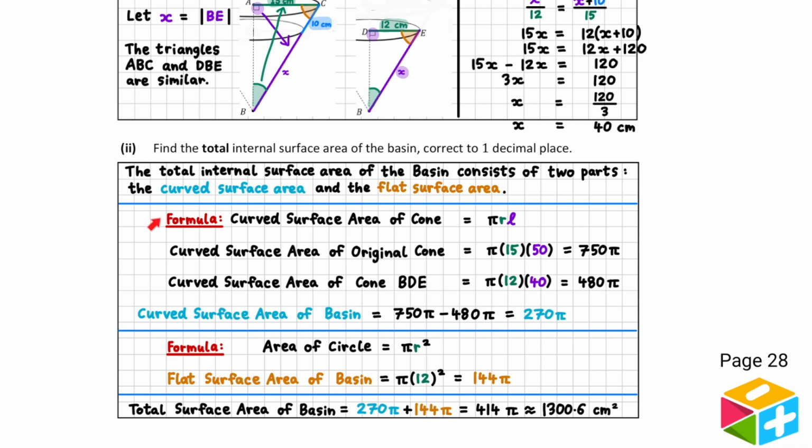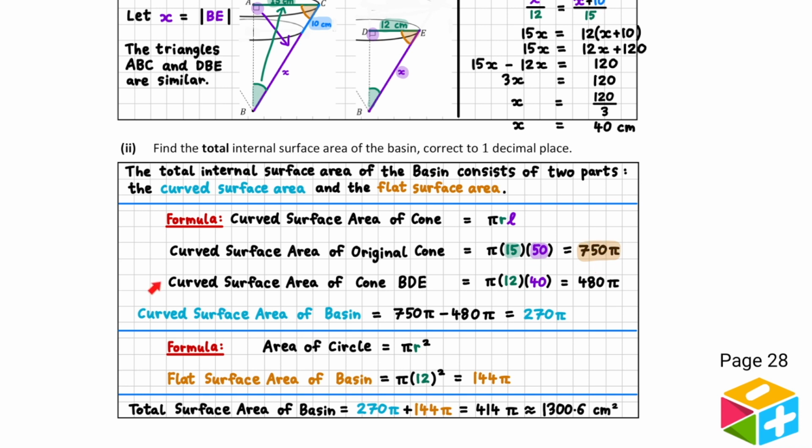The first result we need to use is that the curved surface area of a cone is equal to pi RL, where r is the radius and L is the slant height. The original big cone had a radius of 15 centimeters and a slant height of 50 centimeters. Subbing these values in gives us 750 pi.